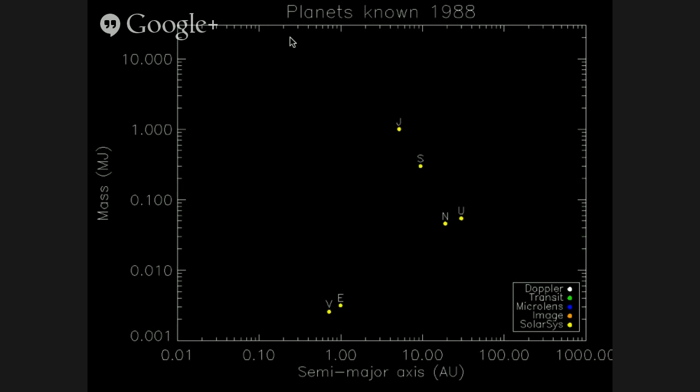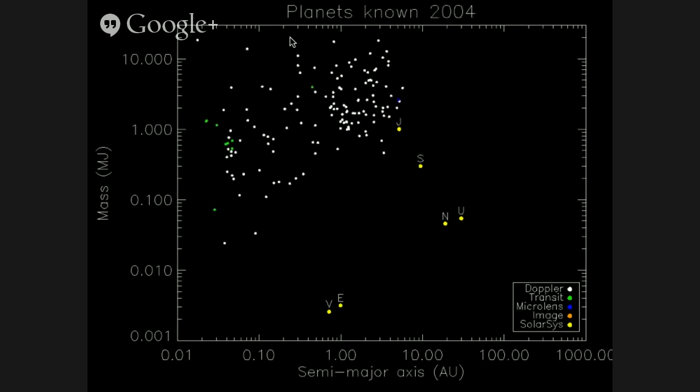So now, obviously, since then we've made some discoveries. So let's fast forward a little bit into the future. So here's planets known as of 2004. So this is right after the era, I think, of big boom in discovery, primarily with the Doppler method of detection. So each of these different colors represents the way in which these exoplanets were discovered.